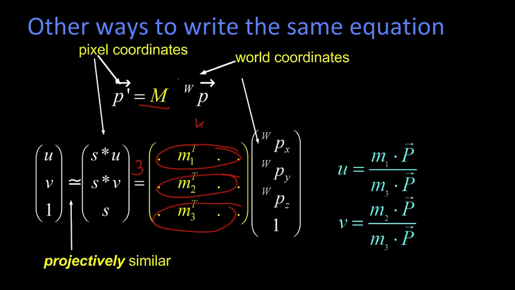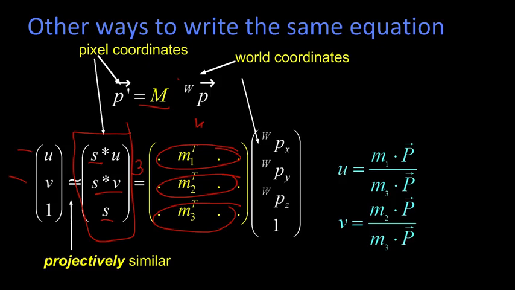I've also introduced something new here. I don't think I showed it on the slide before. Remember, this is what we said before. Okay, I'm using S as a scale instead of Z, right? And so we have S times U, S times V, and S. And later, to get out U and V, we just divide by S.